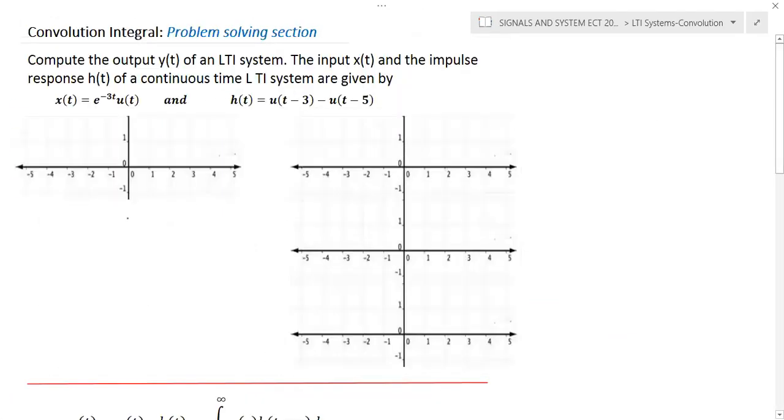x of t is equal to e raised to minus 3t into u of t, and h of t is equal to u of t minus 3 minus u of t minus 5. So we need to find the output y of t of an LTI system. Here x of t and h of t are given. It's a convolution integral related problem. So first we need to plot the signals. First we will plot x of t.